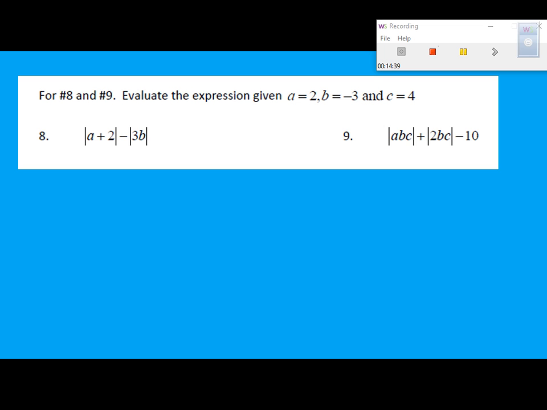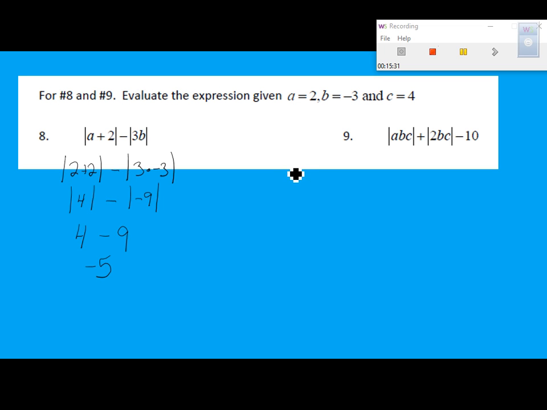So your number 8 looks like this. It says a plus 2. Well, a is 2, so I've got the absolute value of 2 plus 2 minus the absolute value of 3 times negative 3. Now my next line, 2 plus 2 is 4, so I've got the absolute value of 4 minus the absolute value of negative 9. Well, the absolute value of 4 is 4 minus the absolute value of 9 is 9. Now 4 minus 9 is negative 5. So plug them in, simplify, and then we got it.